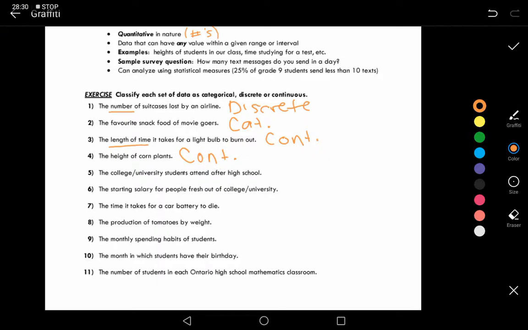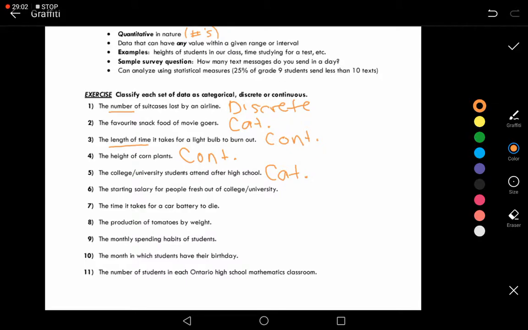The college or university students attend after high school. Again, that's not going to be a number. Categorical. Sorry, I was getting confused by them. As soon as we know that's not going to be a number, you're going to say, I'm going to Western, I'm going to Guelph. So that is going to be a description, which means it's categorical.